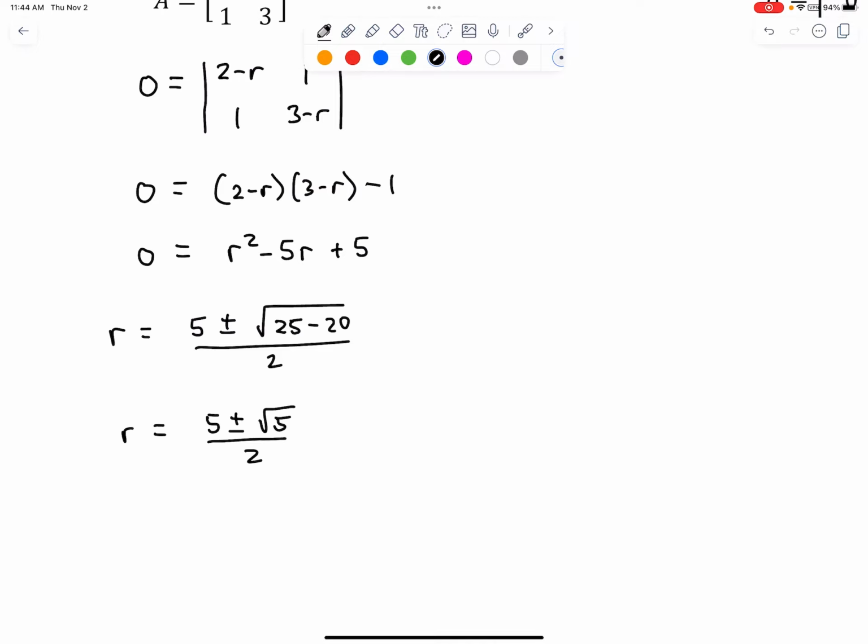Now I want you to notice that the two eigenvalues here are real. That's because the discriminant, the inside of the radical, wound up being a positive number. So we did not need imaginary numbers here. Now the two eigenvalues are irrational, but they are still real.